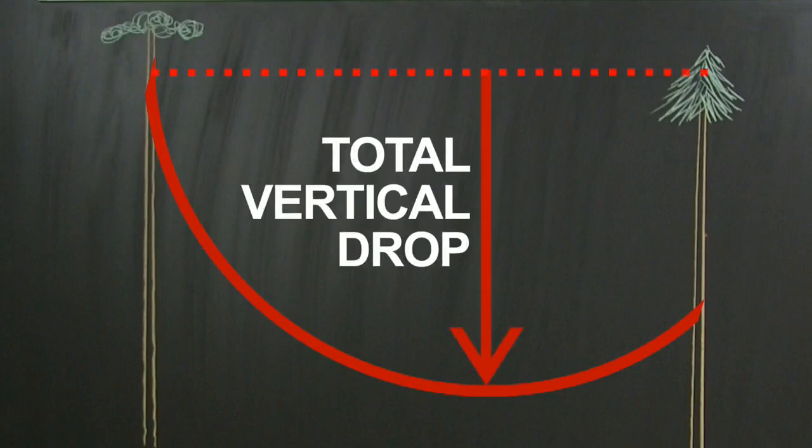The first important issue in figuring out what happens during a zip line ride is to figure out the total vertical drop of the rider. What is it, and how can we find it?